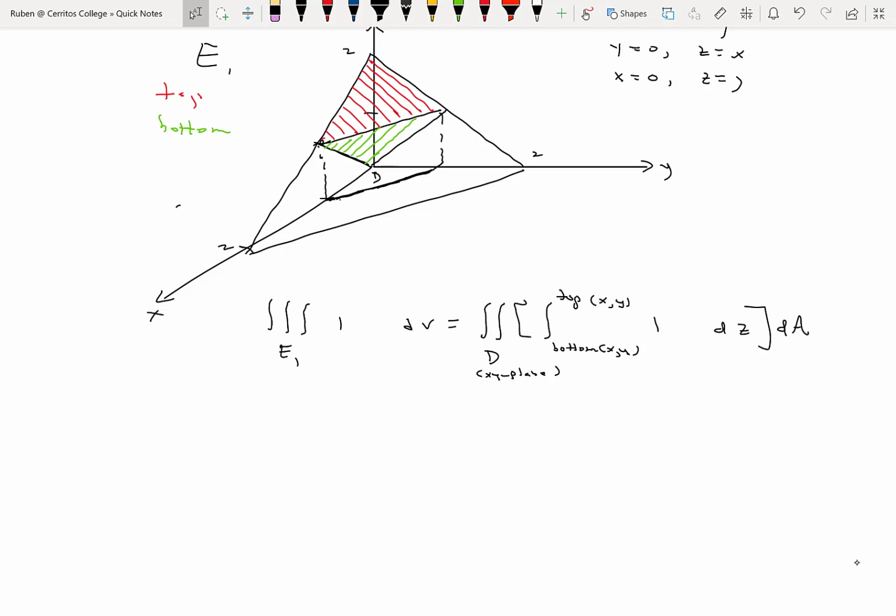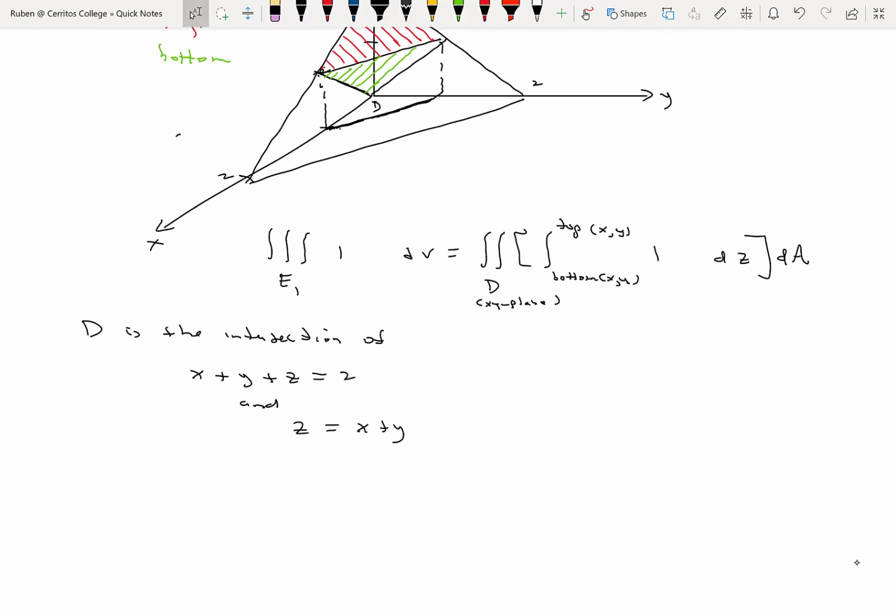D is the intersection of the red, x plus y plus z equals 2, and the green, z equals x plus y. So I'm going to substitute the green into the red. I'm going to get rid of z.